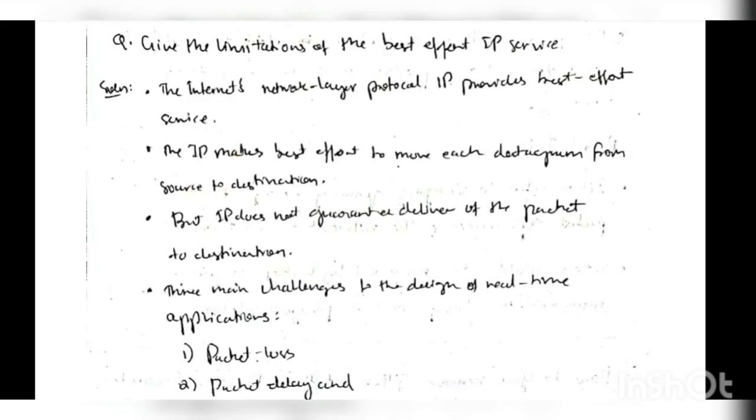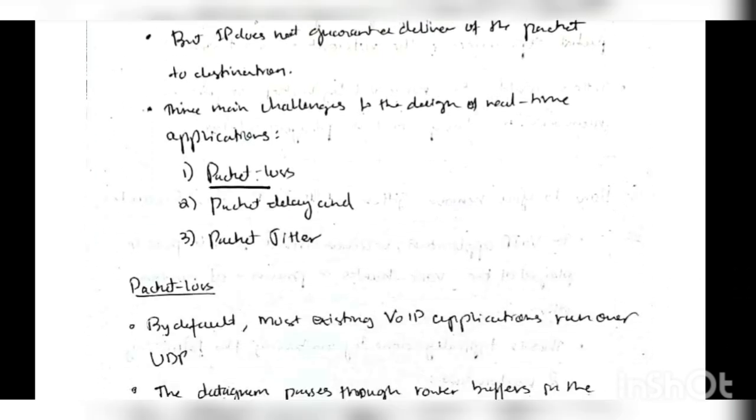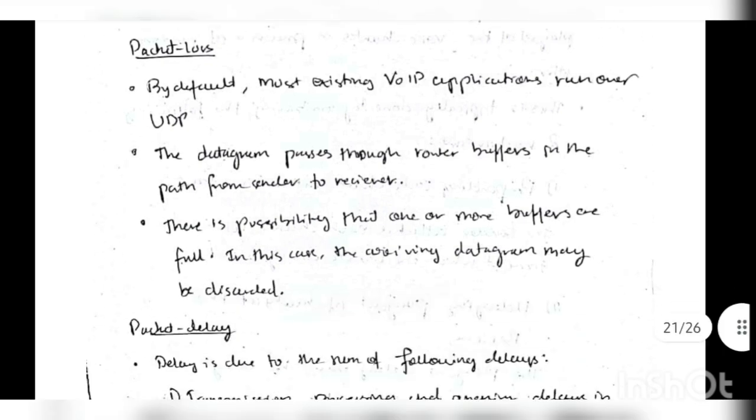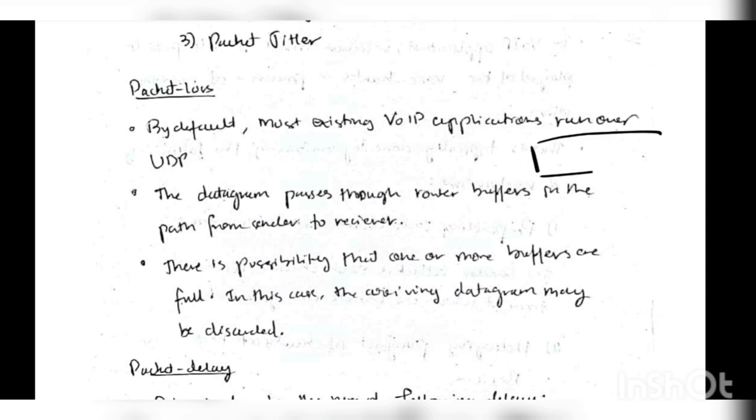Okay, the next question is regarding the limitations of the best effort IP service. Best effort IP service means what? It will make the effort to deliver the data, but the limitation is that it is not 100% sure that it will be delivering the data. Okay, it can be due to three reasons. The first is packet loss. Packet loss can happen if the data is sent and it's lost in between because it's UDP. Also, if the buffer is full, at that time if another extra packet comes, it will be rejected. So there packet loss can happen.